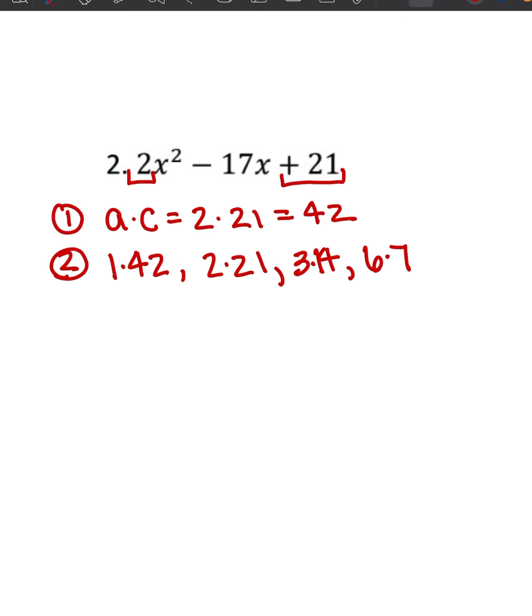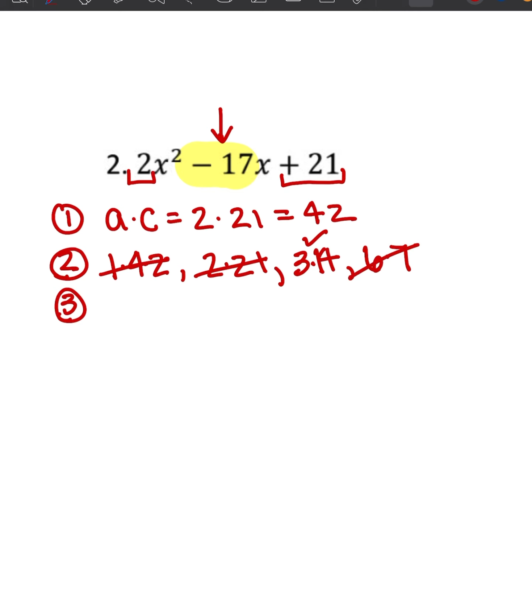So now I'm going to go through on my step 3, and I'm going to choose the factors that are going to add together to give me my b term. So I need this to add together to give me negative 17. So when I add together 1 and 42, I get 43. So that's not equal to 17. 2 plus 21 gives me 23. So that's not equal to 17. 3 plus 14 does give me 17, and 6 plus 7 gives me 13, so that doesn't equal 17 either.